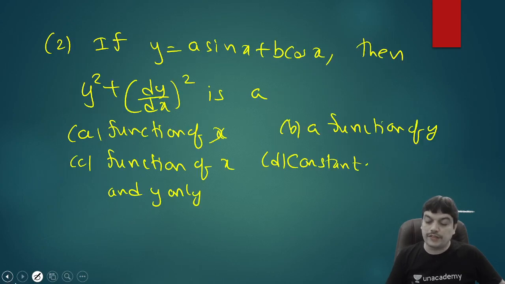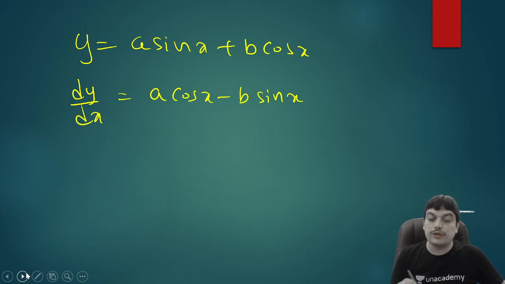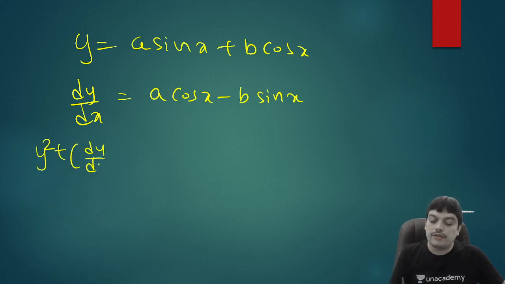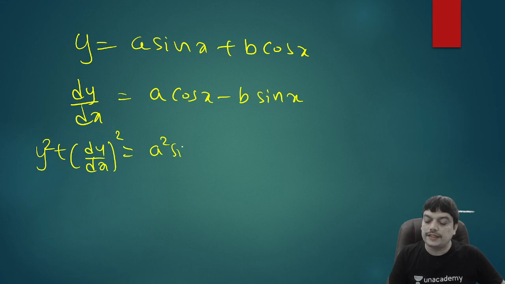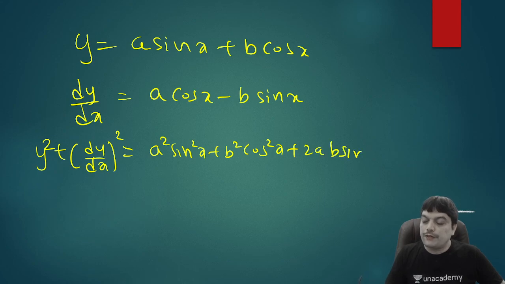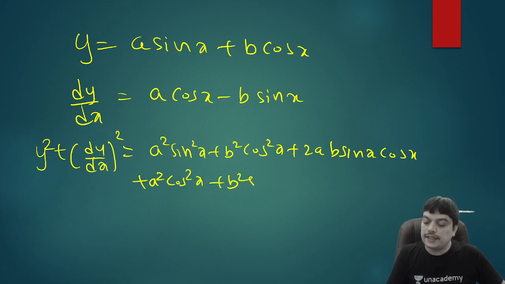And you wanted y square plus dy by dx whole square. So you just square and add them. So y square plus dy by dx whole square is equal to... the first one you have to square, the second one also you have to square, and add. Squaring the first one will give you a square sin square x plus b square cos square x plus 2ab sin x cos x, with the a plus b whole square formula. Similarly, if you square the second one, it will give you a square cos square x plus b square sin square x minus 2ab sin x cos x. That is the expansion for the second one.